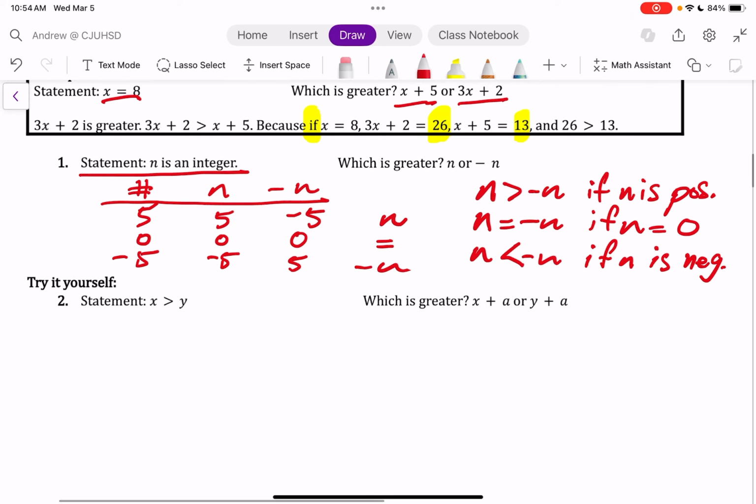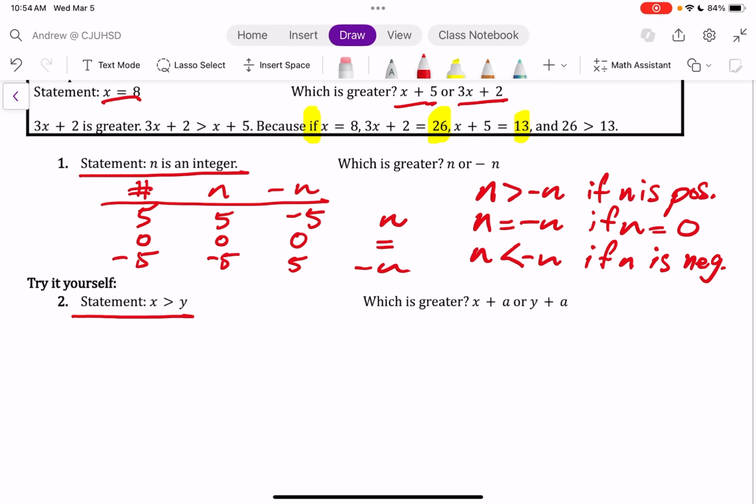Okay, then it says try yourself. So all you got to do is choose two numbers so that one number is bigger than the other number. So let's say you chose 3 for x and y was 1. Make another table. What's the number? What's x plus a? What's y plus a? We need one more number to guess with. We need an a. Say that's 5.